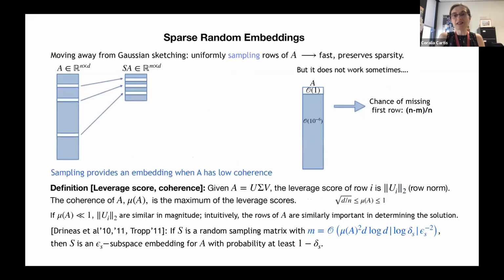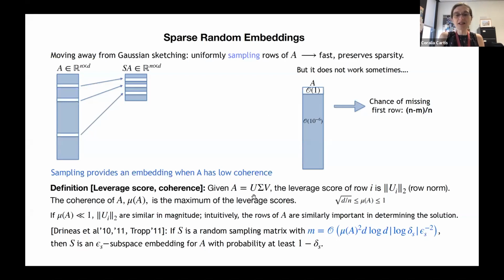So people have looked at sparse embeddings. And what is the simplest sparse embedding, of course, is uniform sampling. So uniformly sampling rows of A and forming SA by just a subselection of the rows of A. However, the problem with that is that you may miss an important row. If there are rows that are more important than others, this has a positive probability of missing it. However, when A has low coherence, sampling does provide the subspace embedding.